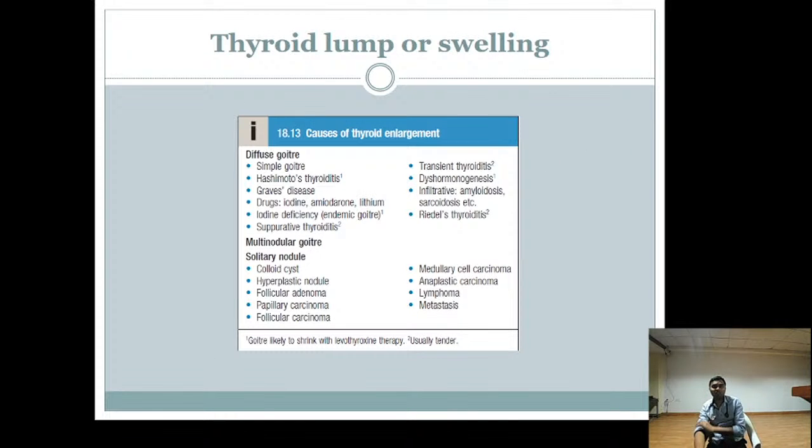Thyroid lump or swelling. Causes of thyroid gland enlargement. It can be diffuse goiter, or it may be multinodular goiter or solitary nodule. Diffuse goiter may be simple goiter, or it may be Hashimoto's thyroiditis or Graves' disease. Solitary nodule may be colloid cyst or hyperplastic nodule, or follicular adenoma, or papillary carcinoma.